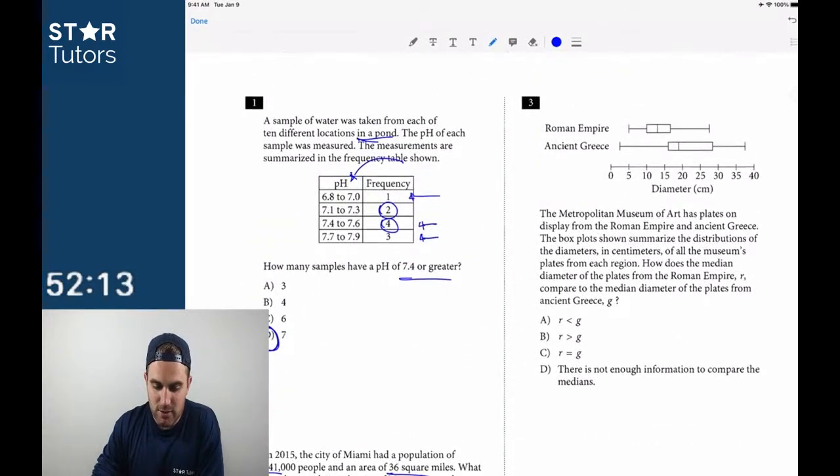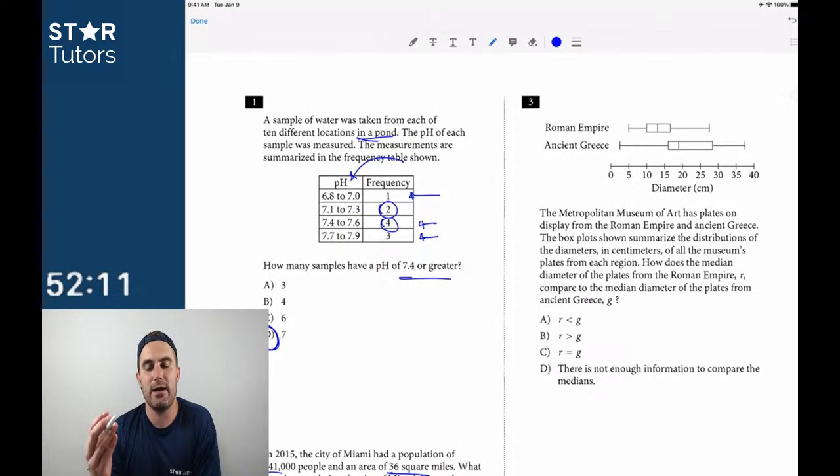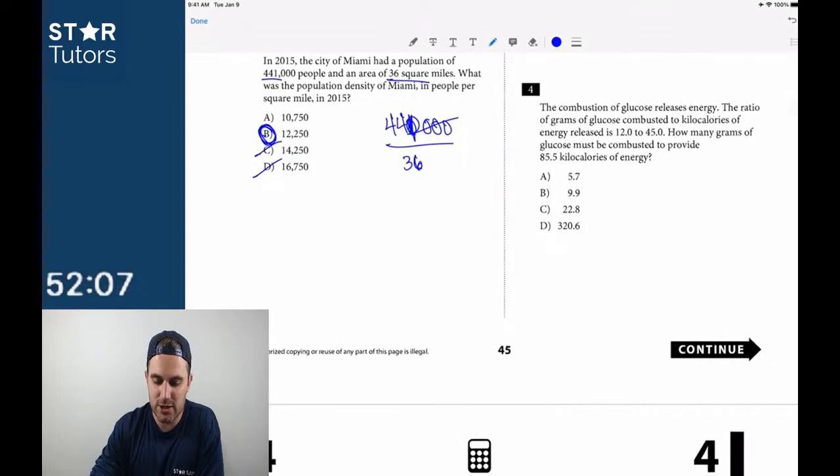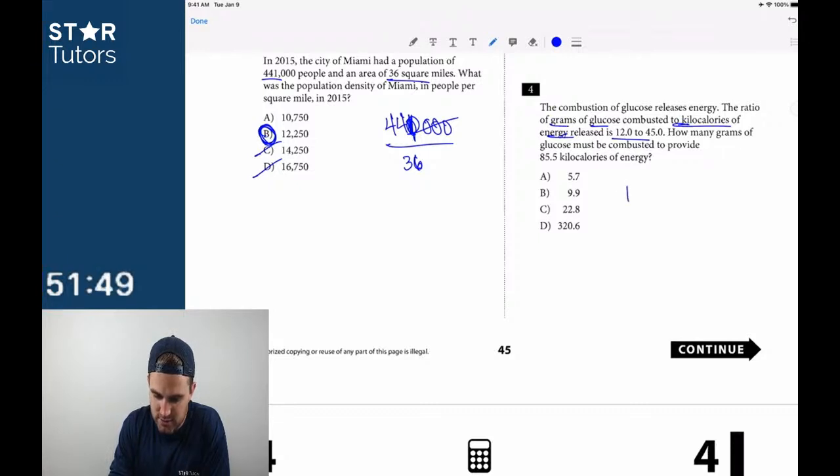I'm going to skip number 3. That one looks like too much, right? I just started this section. I don't want to overwhelm myself right off the bat. Number 4: the ratio of grams to kilocalories of energy released is 12... Okay, so just be careful here, right? The ratio of grams of glucose combusted to kilocalories. So it's 12 to 45, right? And that's equal to x over 85.5.